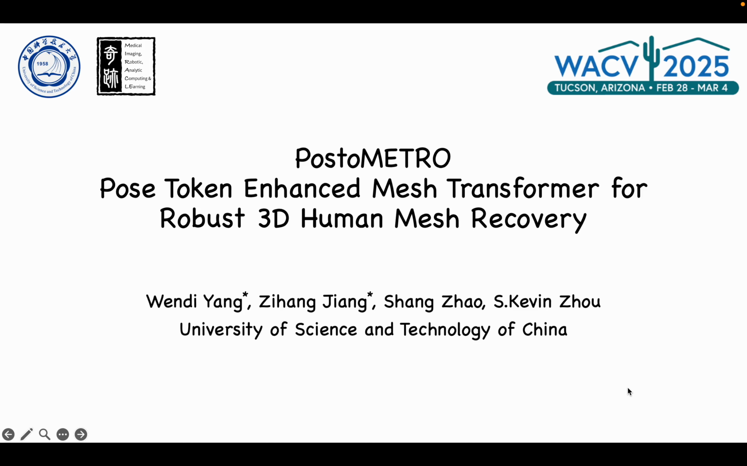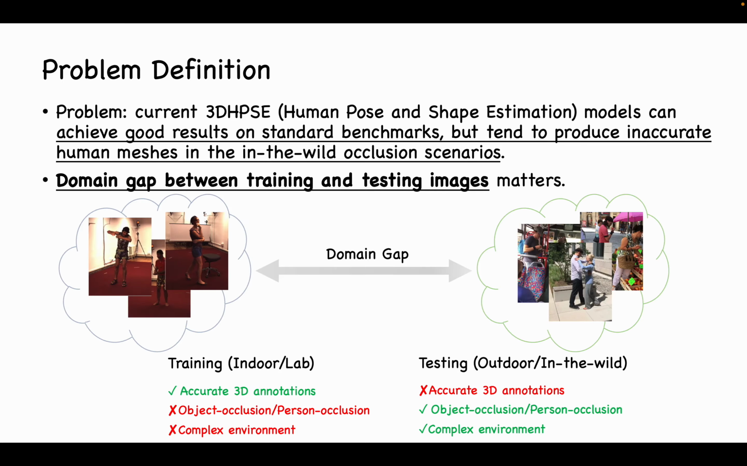Hi everyone. Here we present PostoMETRO, Pose Token Enhanced Mesh Transformer for robust 3D human mesh recovery. Current 3D human pose and shape estimation models can usually achieve good results on standard benchmarks, but tend to produce inaccurate human meshes in the wild occlusion scenarios, such as the target human body is occluded by persons out of interest or random object, limiting their further application.